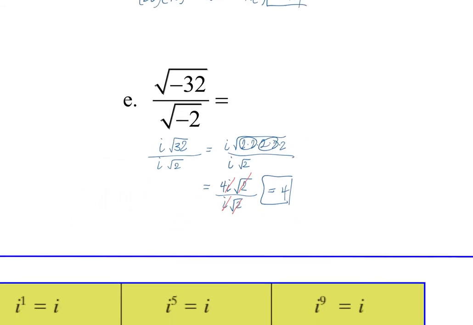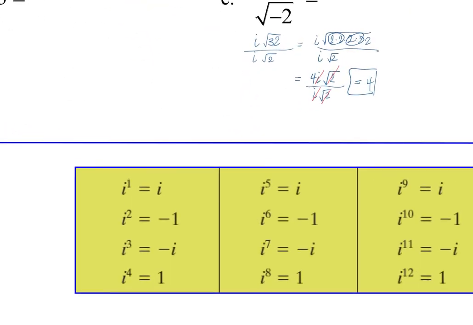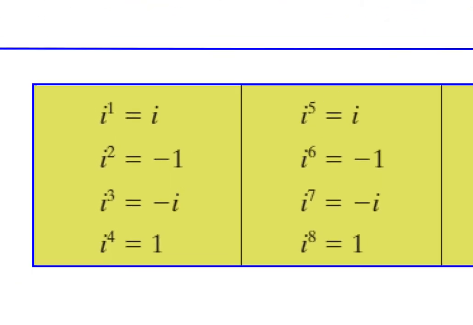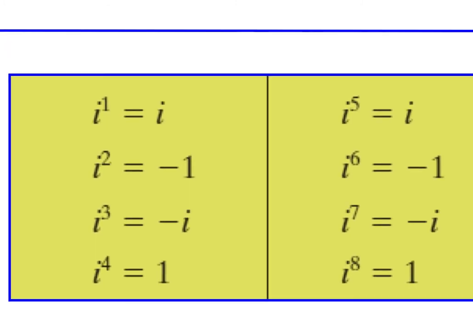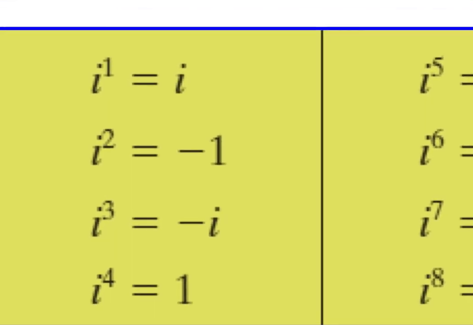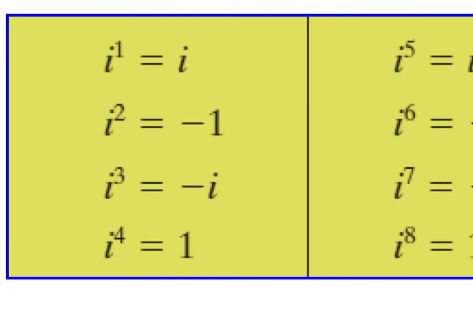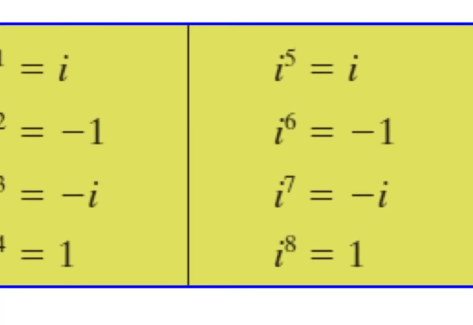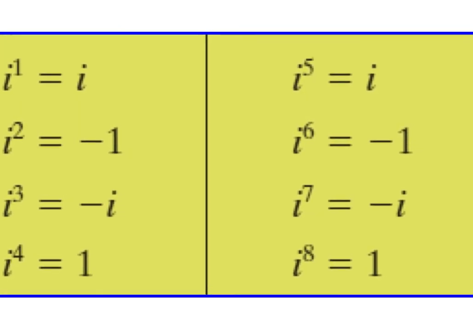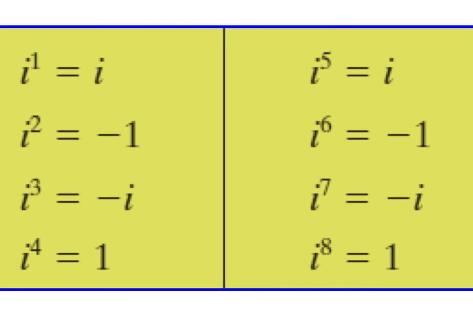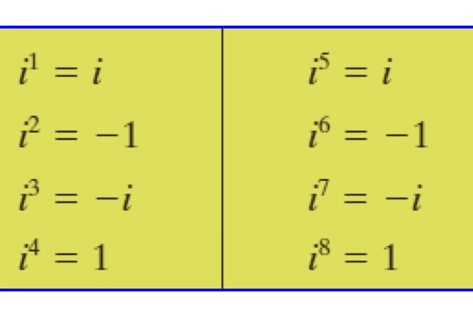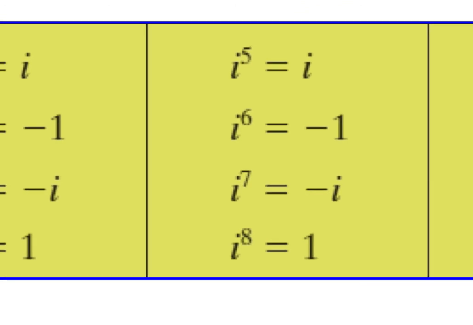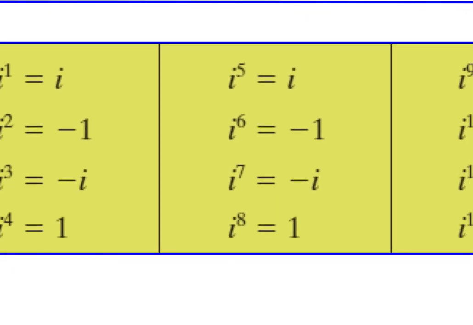So let's look at some powers of i. i to the first power is equal to i. i squared is equal to negative 1. i cubed is equal to negative i, and i to the 4th is equal to positive 1. And then the pattern just keeps on going. You have i to the 5th, i to the 6th, 7th, 8th, and notice that it just keeps going: i, negative 1, negative i, and 1.